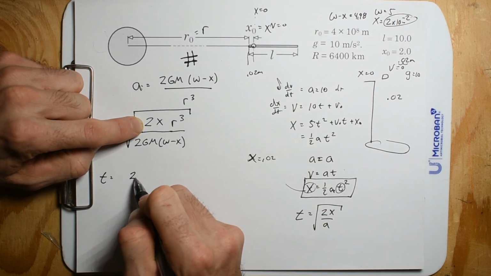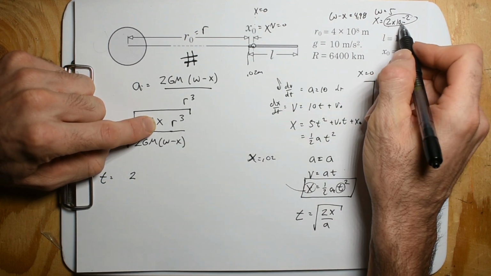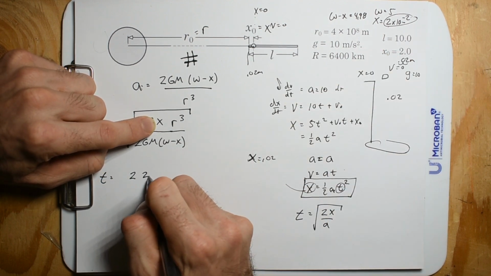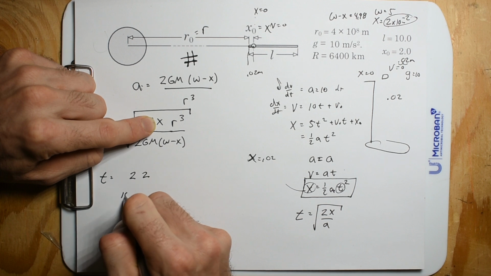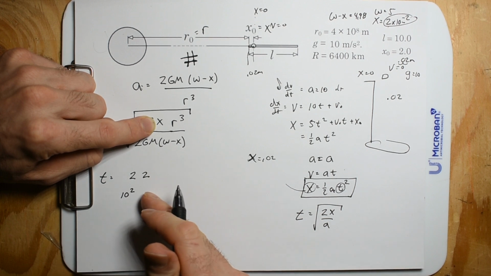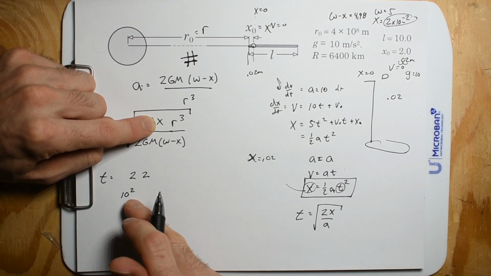So we're going to have 2. This x term is going to be 2 times 10 to the negative 2. So I'm going to write 2 here, but I'm going to write the 10 to the 2 downstairs. That's 10 to the negative 2. Just bring the 10 to the 2 downstairs.